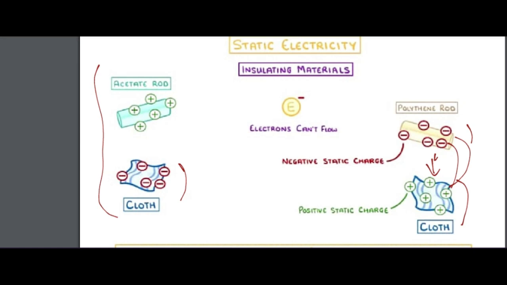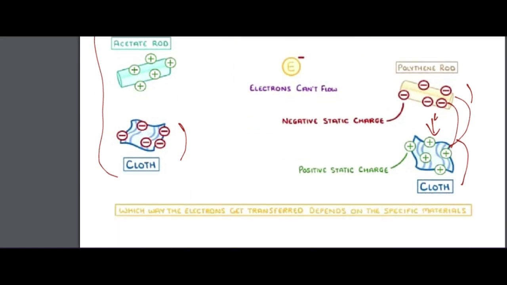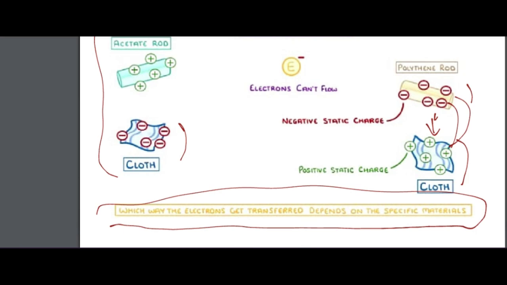Yes. Any question? No. Which way the electrons get transferred depends on the specific materials. Look here, the cloth is negative and the acetate rod is positive. They may attract or repel. Here is a negative static charge, here is a positive static charge. The situation changes according to the material we are using. Got it?